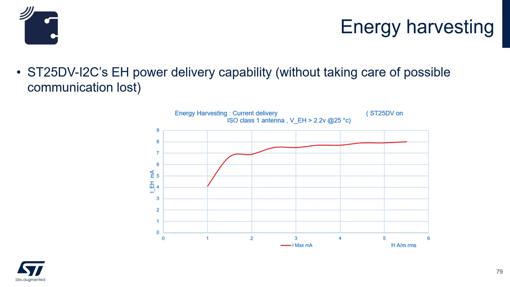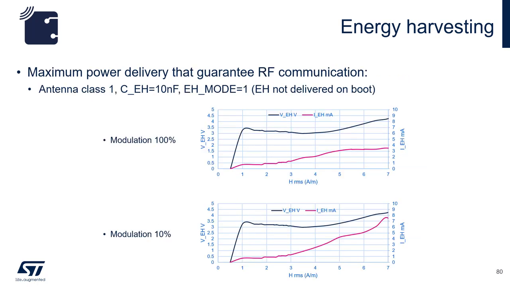How much power can be delivered, you might ask? At 2.2 volts and using an ISO class 1 antenna about the size of a credit card, the ST25DV delivers a maximum of 8 milliamps at a field strength of 5 to 6 amps per meter. These two charts show what happens to energy harvesting output when modulation is at 100% and when modulation is at 10%.